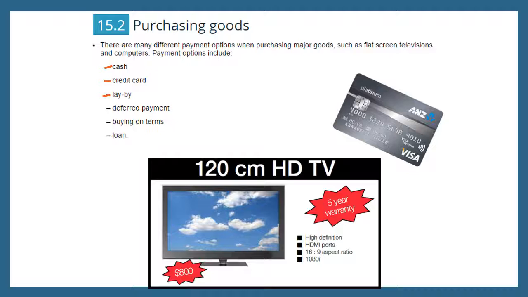Lay-by, typically there's a fee for that. A deferred payment, sometimes it's like a buy now, pay later type arrangement. A little bit similar to buying on terms, where you buy something and you may not necessarily pay for it straight away. Typically if they say that there's no fees, there's usually a fee factored into it somewhere that you don't actually see. These things don't come for free. Or a straight out loan for things, be it a loan for a house or a loan for a car or whatever.